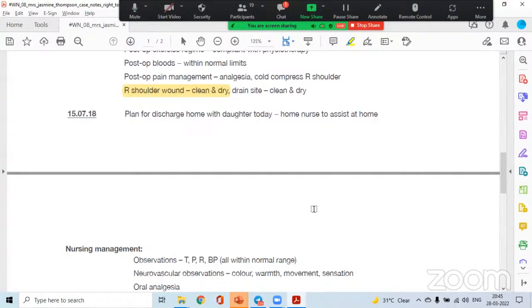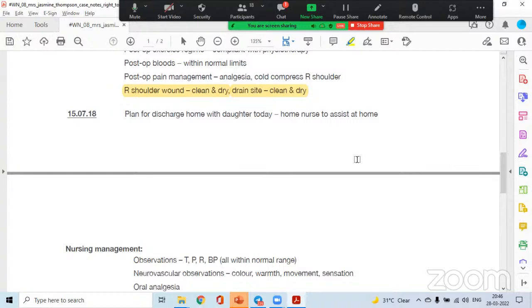And even the drain site. Wound and drain site, both are clean and dry. Remember that. Her wound and drain site, both are clean and dry. You can see that one. Both the sites. Wound is clean and dry, and drain site also clean and dry.